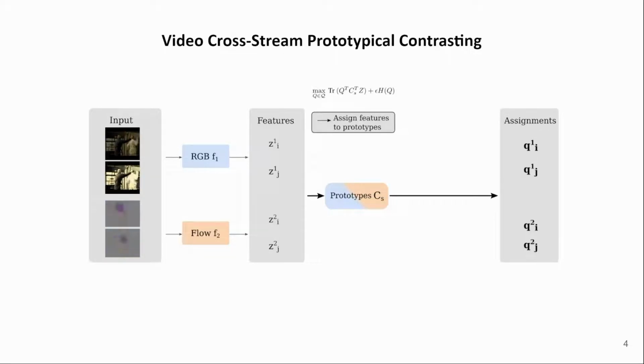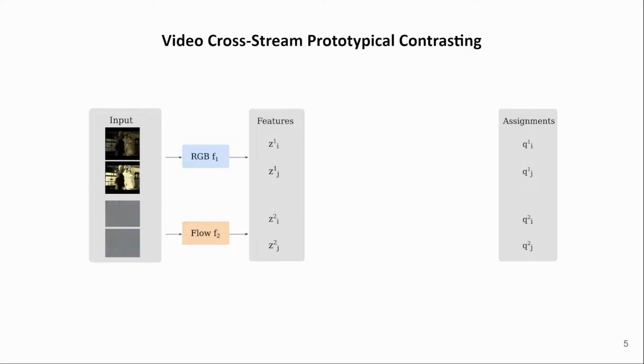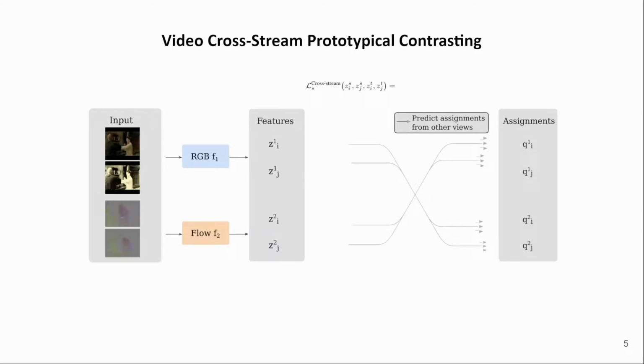Because the model now needs to predict the assignments in the next step, we make sure that we assign features uniformly with the epsilon parameter, to avoid the model simply assigning all features to the same prototype. Now we have assignments. We let the model predict each of the 4 assignments. Every time it predicts 1 assignment, it can only use 3 other features that come from different views of the same instance.